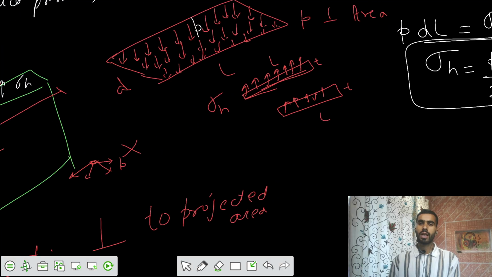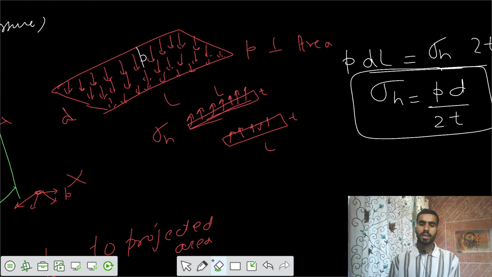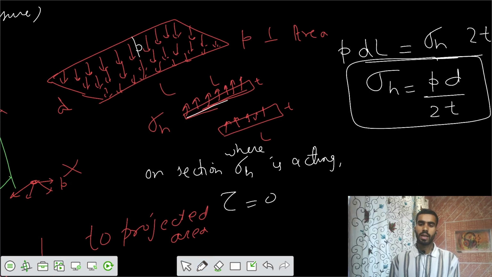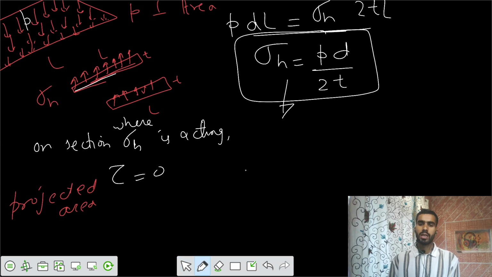So this is your first kind of stress. When you cut this section where sigma h is acting, there are no shear stresses developed on that section. Tau is 0. So we say your hoop stress is a principal stress.